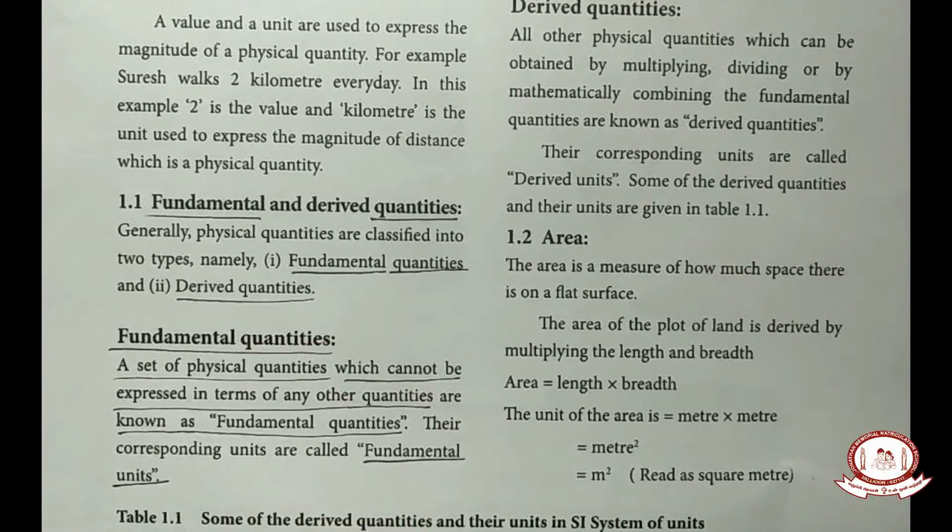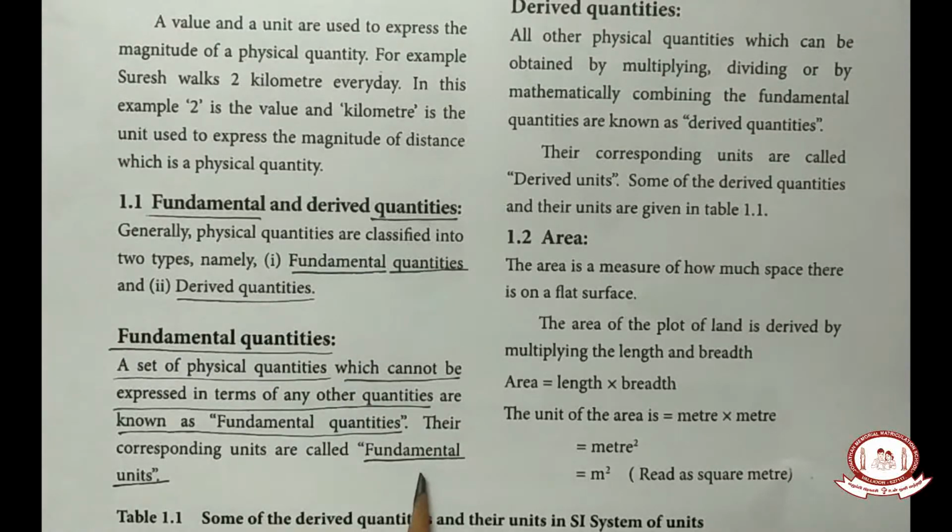Children, listen. Suppose you are getting milk from the milkman. How do you ask, children? Give me 1 kg of milk. That milkman may laugh at you. So, you may ask for 500 milliliters of milk or half a liter of milk. So, physical quantities which cannot be expressed in any other terms are said to be fundamental quantities. The corresponding units are said to be fundamental units.